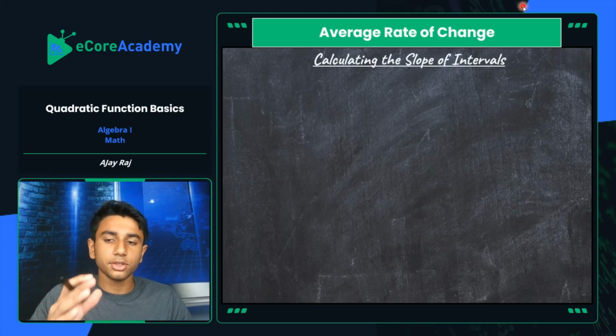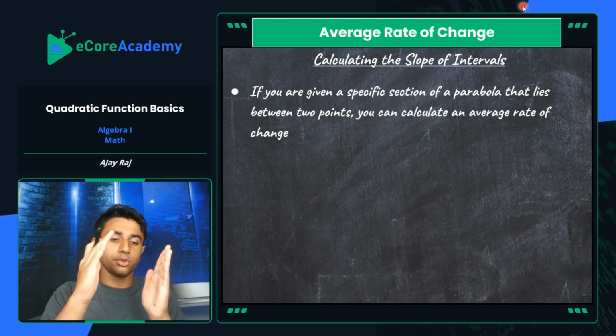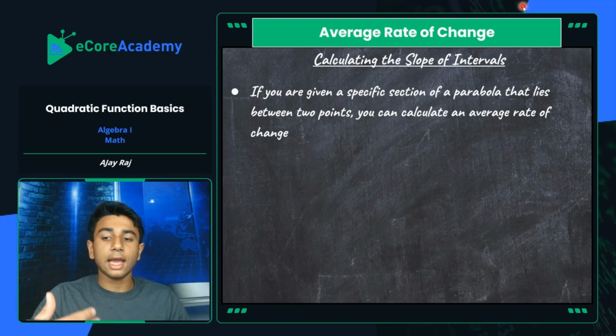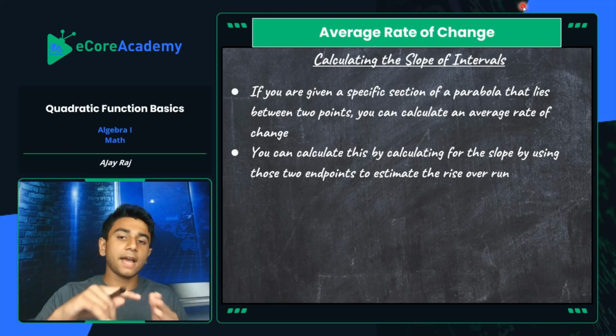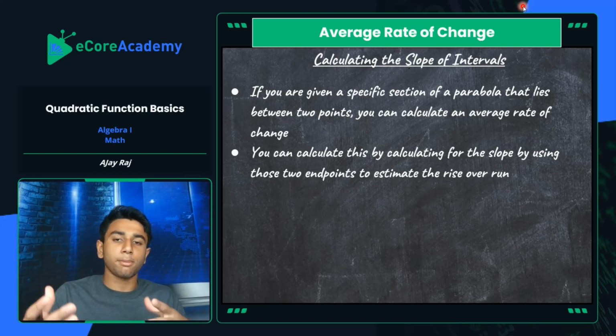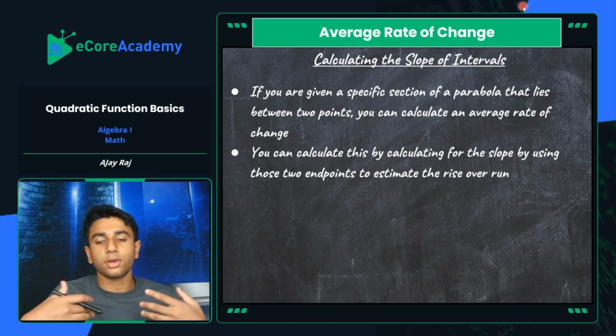So we're going to be calculating the slope of intervals, which is basically average rate of change. So if you're given a specific section of a parabola or any graph in this case that lies between 2 points, you're given a little subsection of a parabola, you can calculate an average rate of change. You can calculate this by calculating the slope, using the two endpoints to estimate the rise over run. So essentially the average rate of change is the average amount of increase or decrease you're experiencing. And if we think about lines, the only way to really do that is to essentially mimic it like you're calculating for slope.